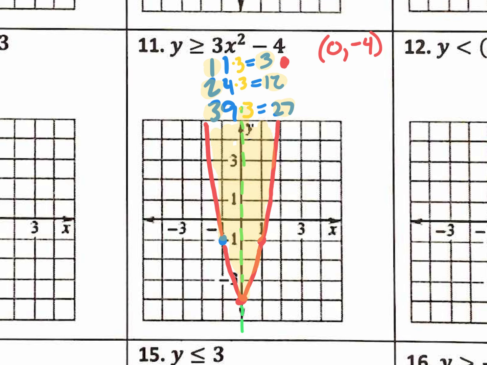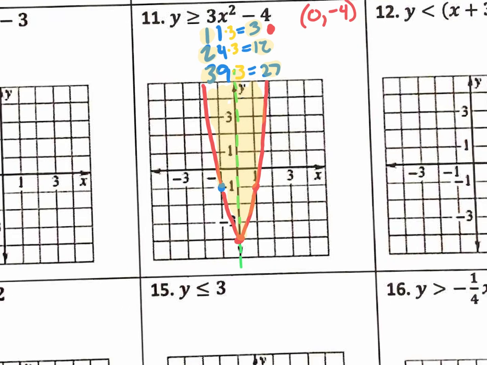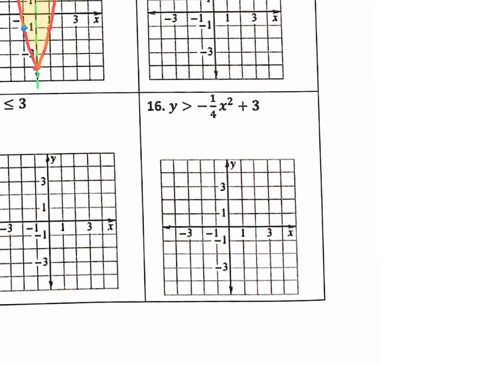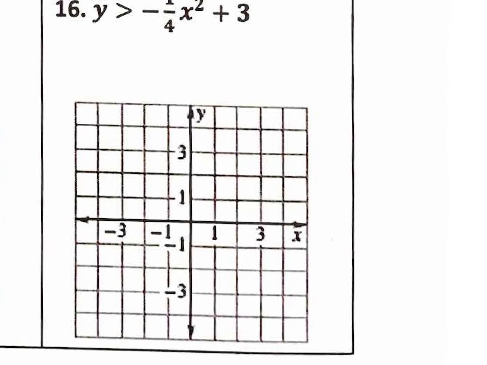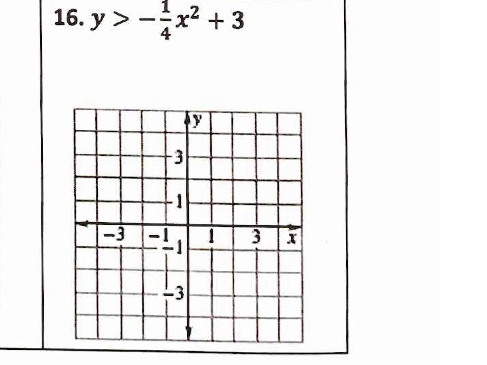And of course, all the answers are there for you. You guys wanted to see 16 as well? All right. 16, what kind of graph is that? Parabola. That's another parabola. Why? Because it has a square on it. Anytime you have a square, it's going to be a U-shaped curve, a parabola. What's the vertex? 0, 3. 0 for h and 3 for k.